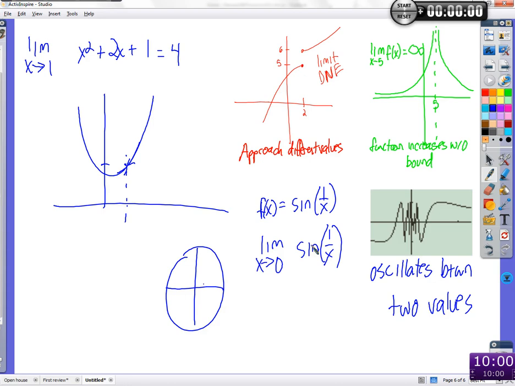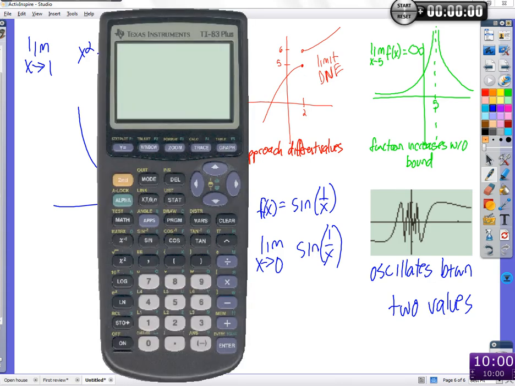If we just go back to the graphing calculator, let's say we started with x squared minus 1 over x plus 1. Okay, so we'll look at the graph. What is the limit as x approaches negative 1? Looks like you could just go to negative 1 and go down to there.